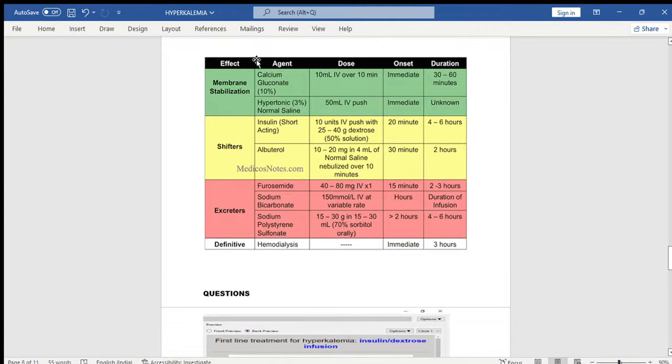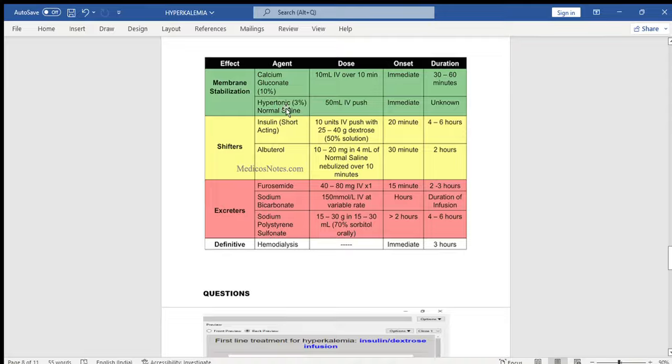How do we do that? Remember our superhero calcium? Well, it has a role over here. So we need to give calcium gluconate 10 ml slow IV over 10 minutes. So 10, 10, 10: 10% calcium, 10 ml, give it over 10 minutes. Why do we do that? Because the onset of this calcium gluconate is immediate, a fraction of a second, and the duration lasts for 30 to 60 minutes. So it gives us time.